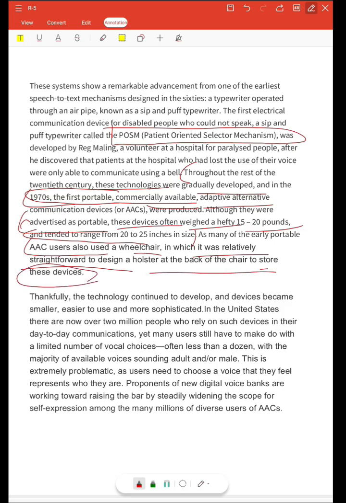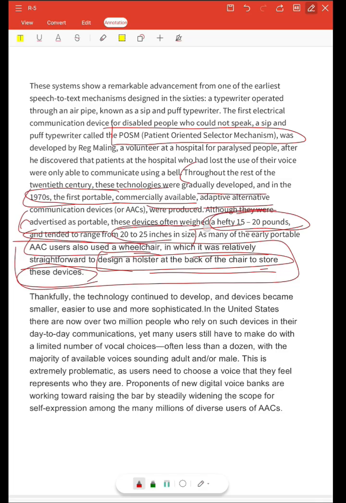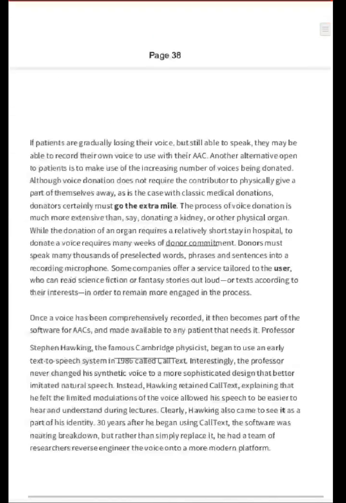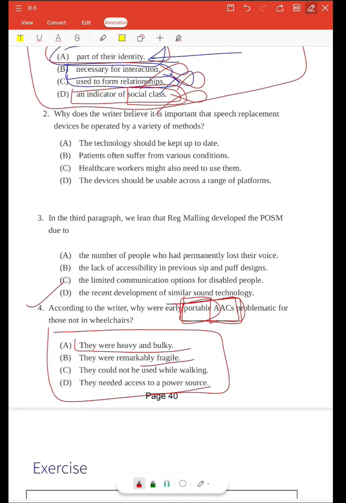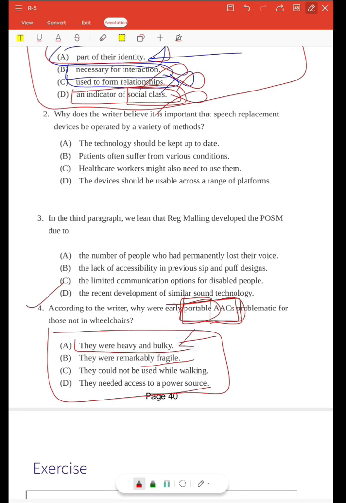Okay. So they are discussing here who are using wheelchairs. It is very easy for them to carry because they can make a pocket at the back of their chair and carry them. Indirectly, they have given the size and weight of the AAC, which is quite heavy. Okay, so they have given us the option: they were heavy and bulky. See, they have given the indirect thing. They have given the weight and the size, but they have not written that they were heavy and bulky. So they have indirectly written about the weight and size.